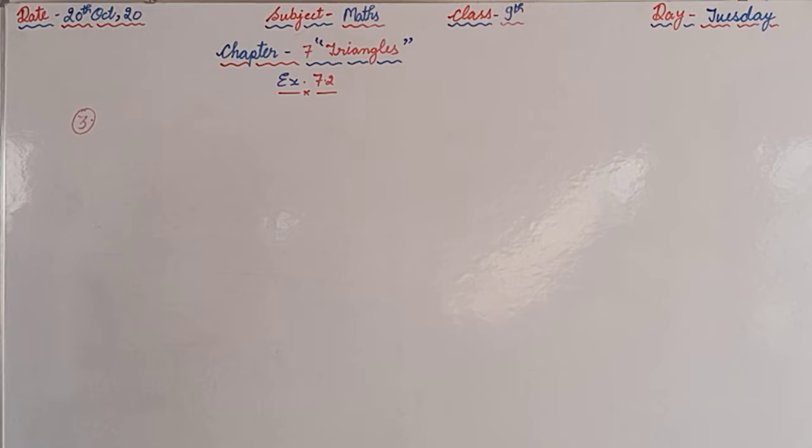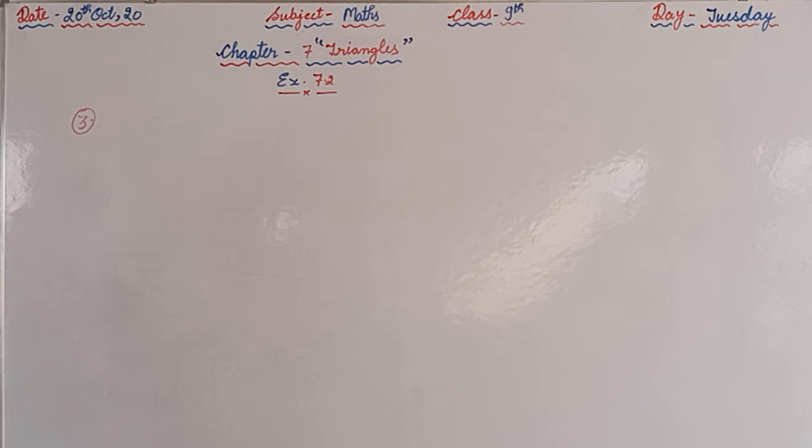In this exercise, first of all we will read the question. ABC is an isosceles triangle. Isosceles triangle means in which two of its sides are equal, in which altitudes BE and CF are drawn to equal sides AC and AB respectively, as given in the figure. Figure number is 7.31 given in front of that question. Show that these altitudes are also equal.